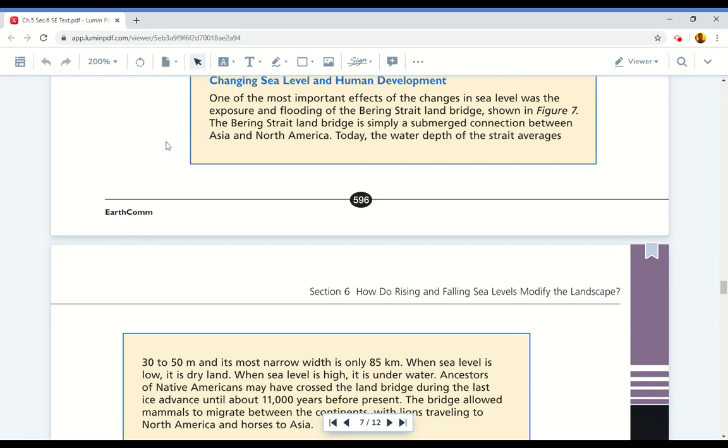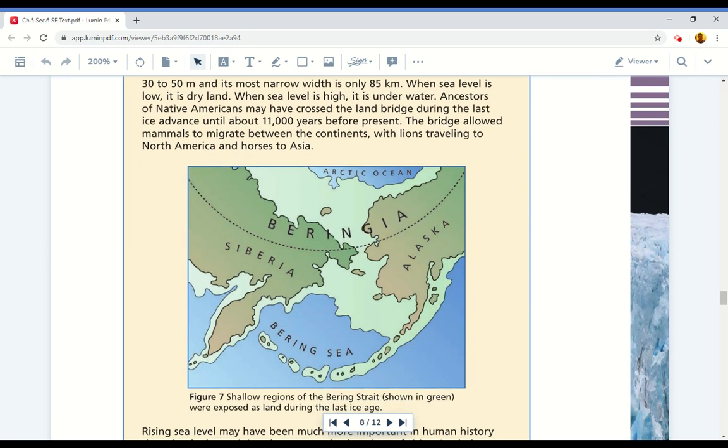Today, the water depth of the strait averages 30 to 50 meters at its most narrow, and its most narrow width is only 85 kilometers. When sea level is low, it is dry land. When sea level is high, it is underwater. Ancestors of Native Americans may have crossed the land bridge during the last ice advance until about 11,000 years before present. The bridge allowed mammals to migrate between the continents, with lions traveling to North America and horses traveling to Asia.